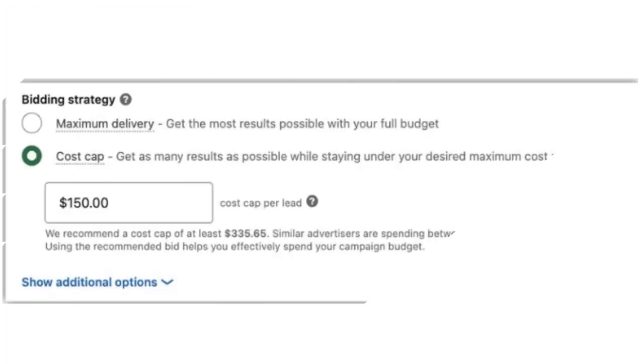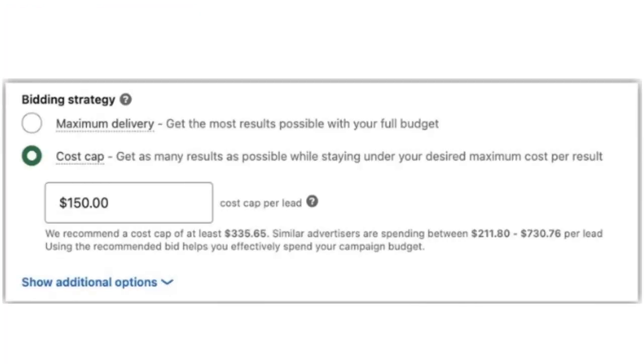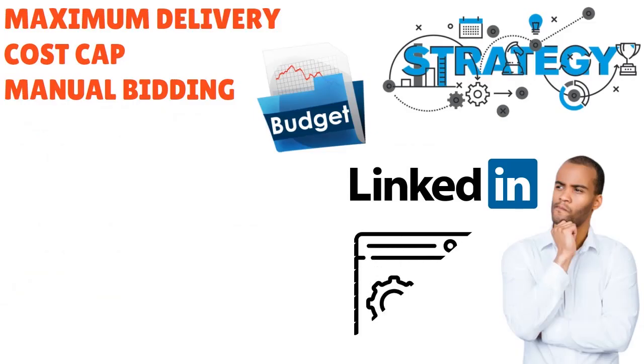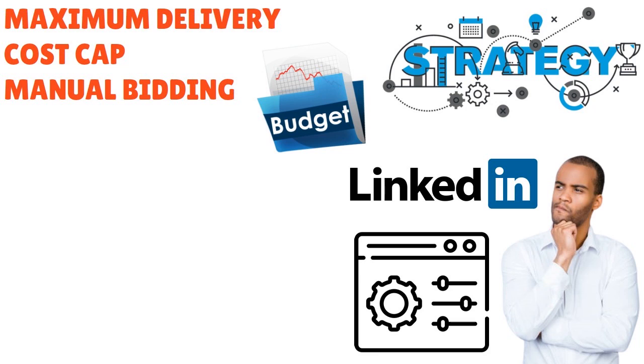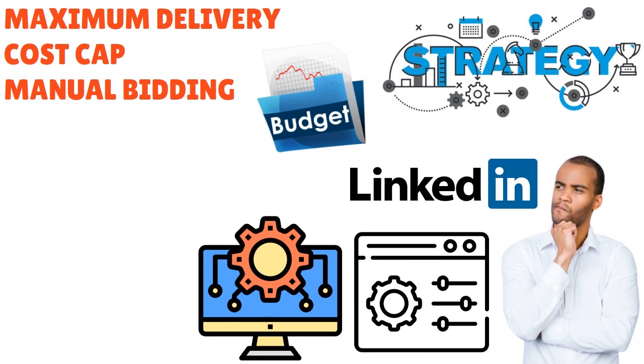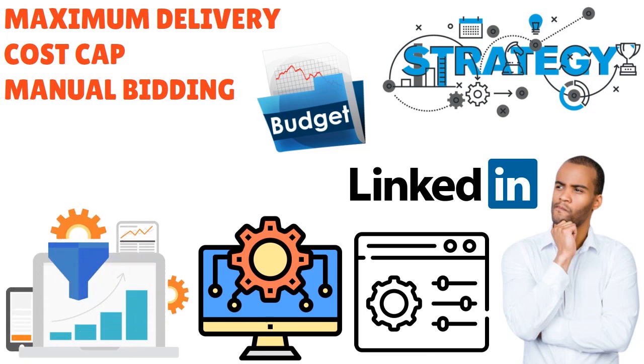And you also have the cost cap. Cost cap is pretty interesting because it's a step below maximum delivery in that it's still an automated bidding strategy where LinkedIn sets the actual bid for each auction. But in this case, the advertiser has some control by adding a cost cap, or a target cost, for the bidding algorithm to pay for each result. For example, if you want to generate leads on LinkedIn with an ideal cost per lead of, say, $75, then you may set a $75 cost cap as your bidding strategy.